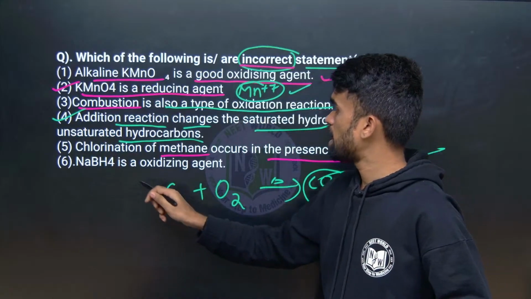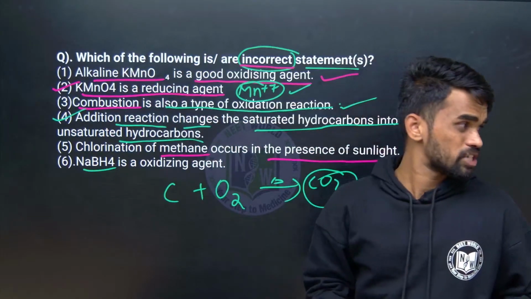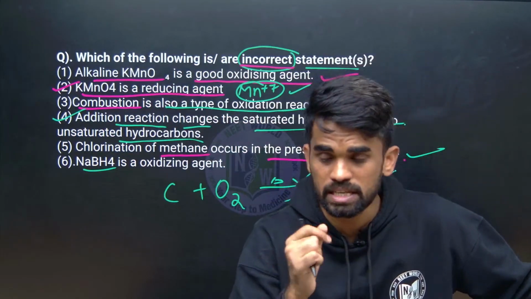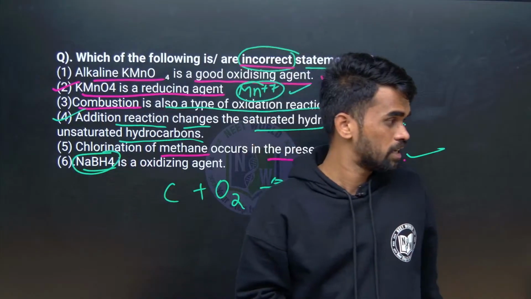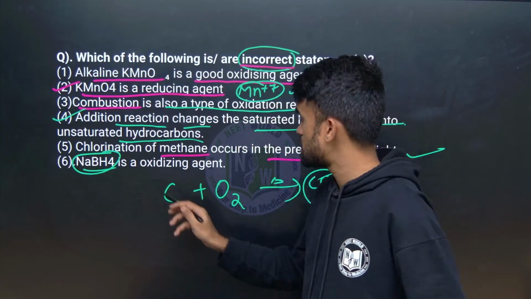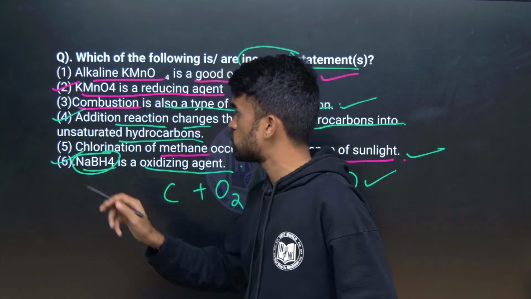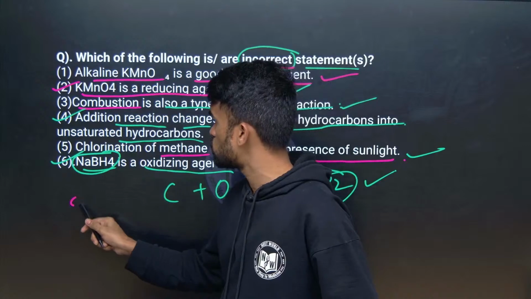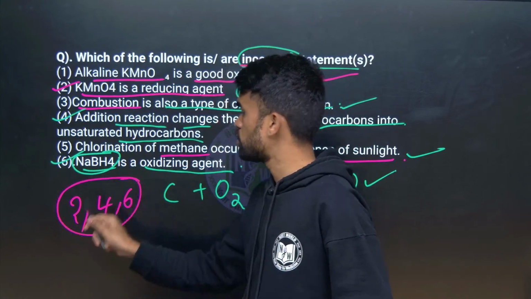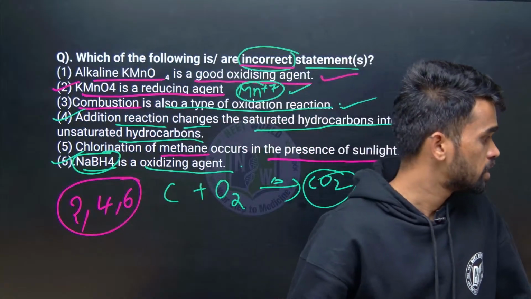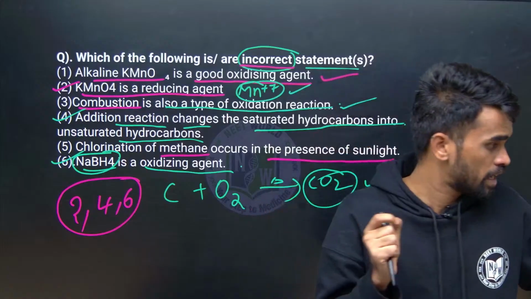And NaBH4 is a what? What I told you, NaBH4. While discussing oxidizing agents, KMnO4 is an oxidizing agent. Sodium borohydride, NaBH4, lithium aluminum hydride, all these are reducing agents but not oxidizing agents. So this is also incorrect. You have to choose this. So what are the options we need to choose? 2, 4, 6. These are the options you need to choose in order to answer this question correctly. Hope it is clear. The things are going very smoothly, right?